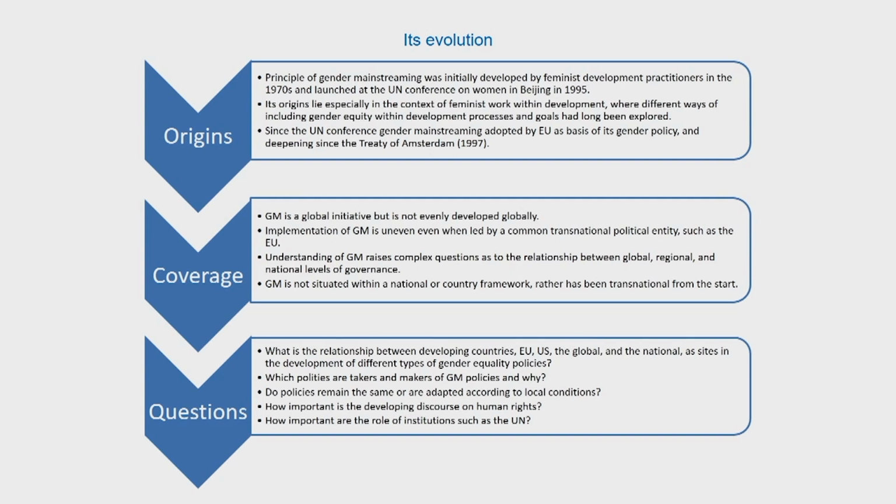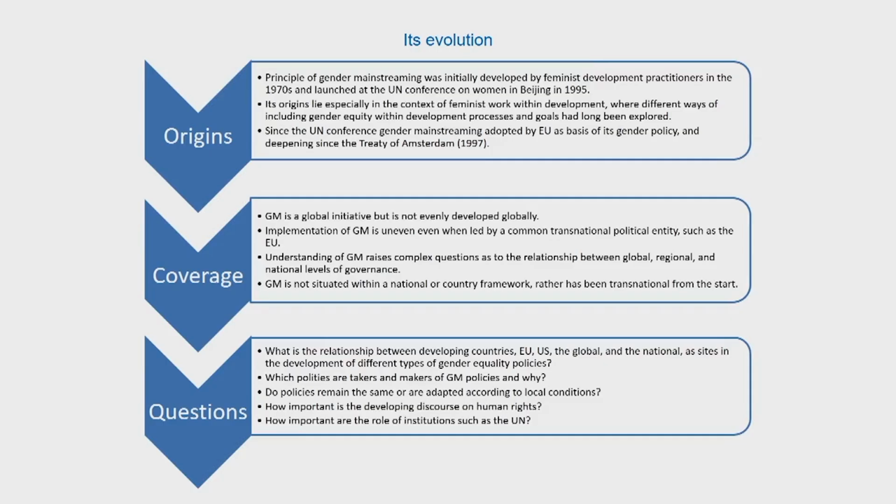And it is not evenly developed globally, which means that there are some countries which have taken up different gender mainstreaming policies proactively, and some countries have not even begun yet. So, implementation of gender mainstreaming is uneven even when led by a common transnational political entity such as the European Union. So, various developing countries of the world, and even many developed countries of the world, have not been able to initiate gender mainstreaming policies within different domains within the country.